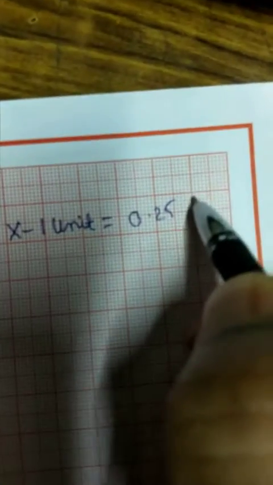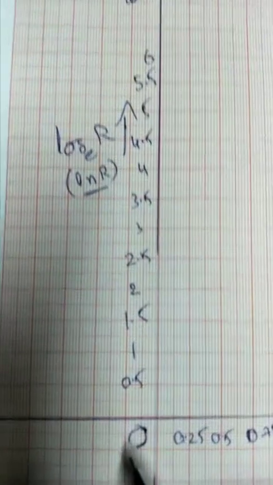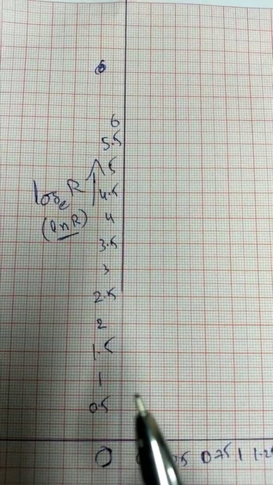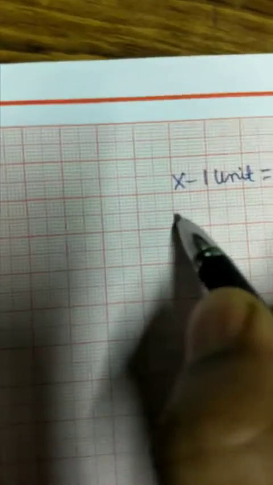X-axis, 1 unit. Here there is no need to mention the origin. Why? Because I have started with 0. So 0.25 is the gap, and the unit is 0.25 per Kelvin. Now here, what is the gap? 0.5 is the gap. Y-axis, 1 unit equals 0.5. Okay, 0.5 I have taken.